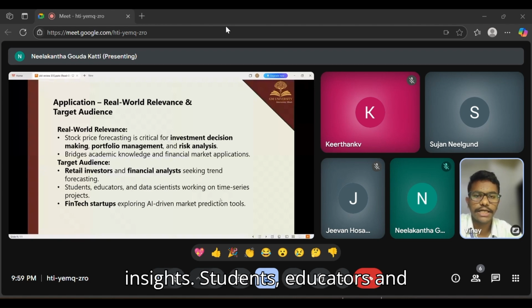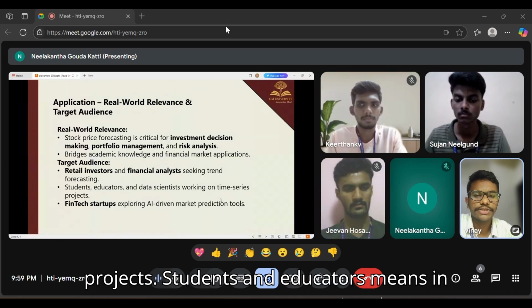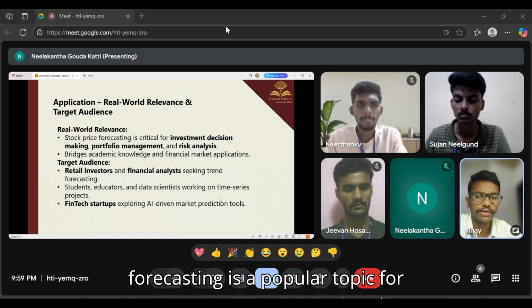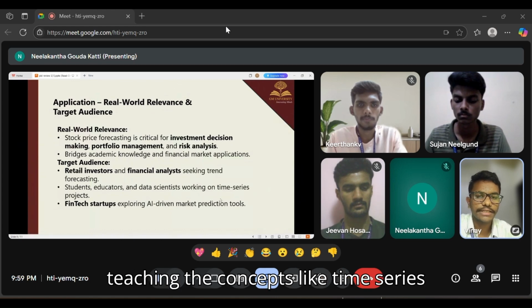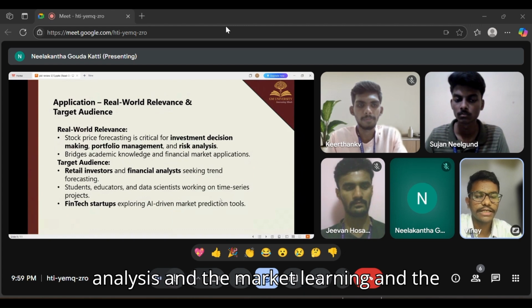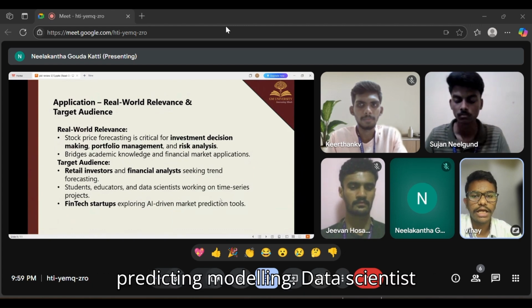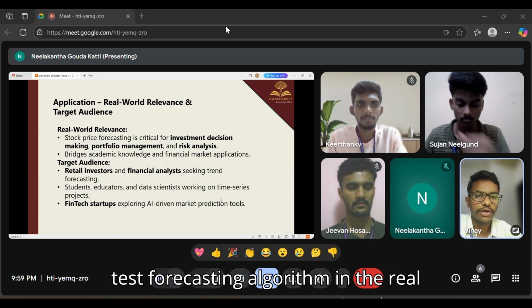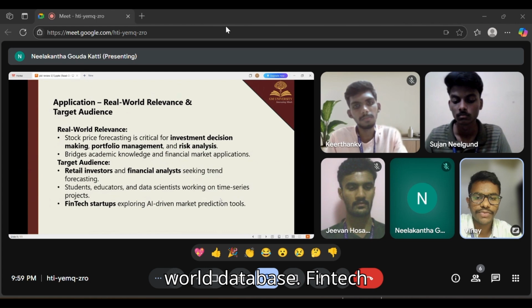Students, educators, and data scientists working on time series projects. Students and educators means in academic settings, stock forecasting is a popular topic for teaching concepts like time series analysis, machine learning and predictive modeling. Data scientists means professionals looking to apply forecasting algorithms to real world databases.